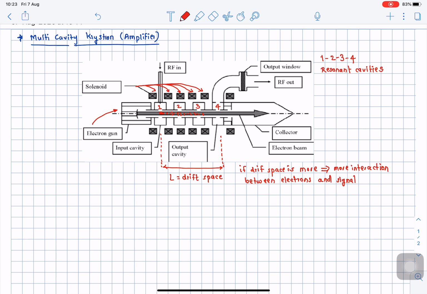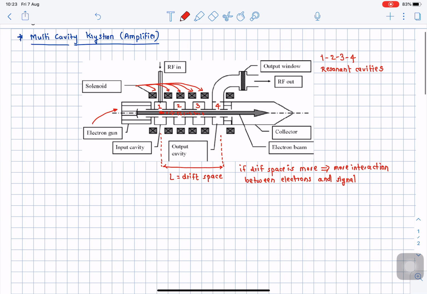Okay. So in the case of working, there is no such difference, only here we are going to include more number of cavities, and multi cavity klystron is only used when the gain provided by the two cavity klystron amplifier is not sufficient. So at that time one can make use of this configuration, and by using this configuration the gain can be increased further in comparison with the two cavity klystron amplifier.